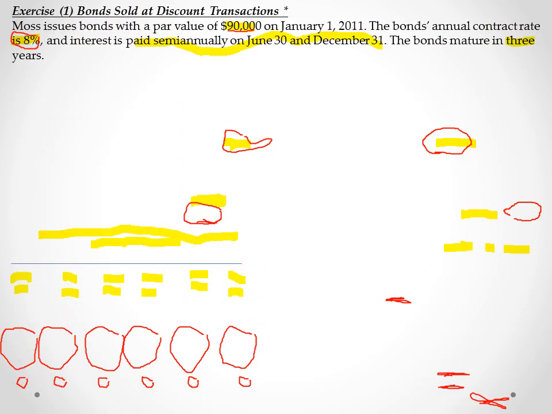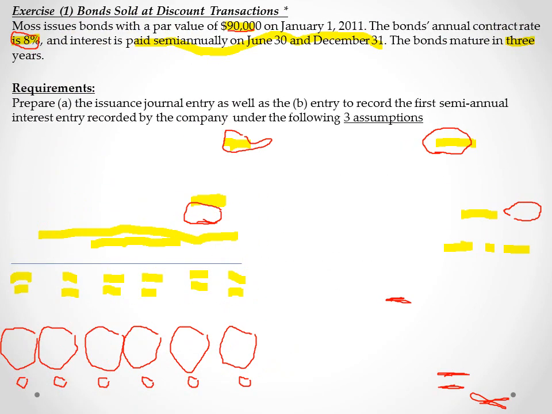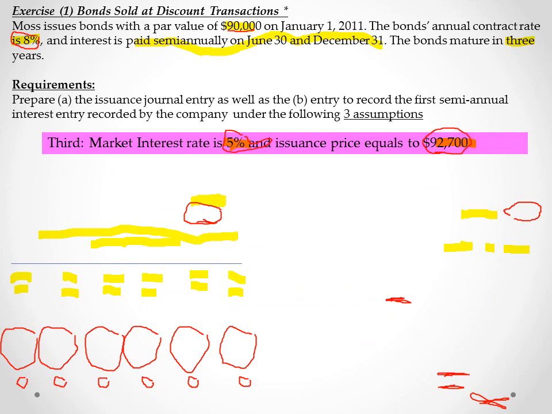So let's now discuss the case of bonds that are issued at premium. We have the same example. However, this time you are required to follow this assumption that the market interest rate is 5% and the issuance price equals $92,700. So now we need to compare the contract interest rate, which is 8%, with the market interest rate in order to know whether we are going to issue this bond at discount or at premium.